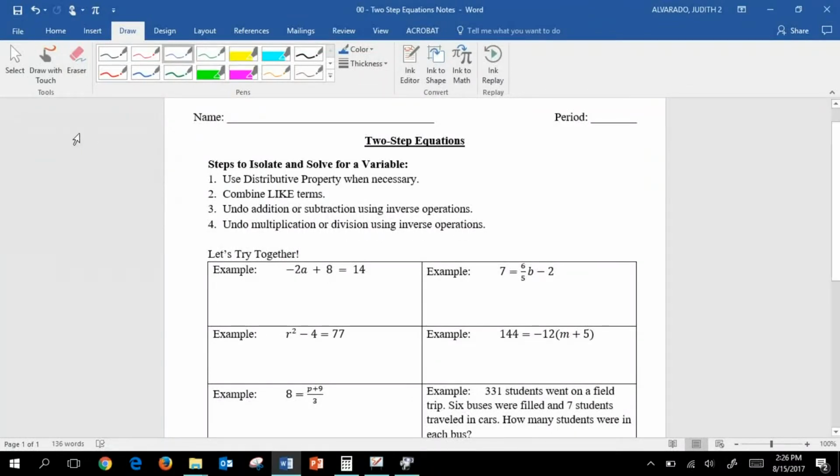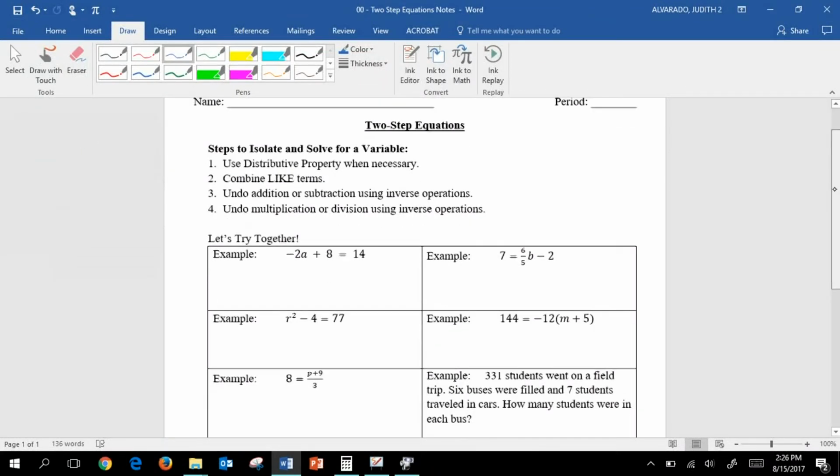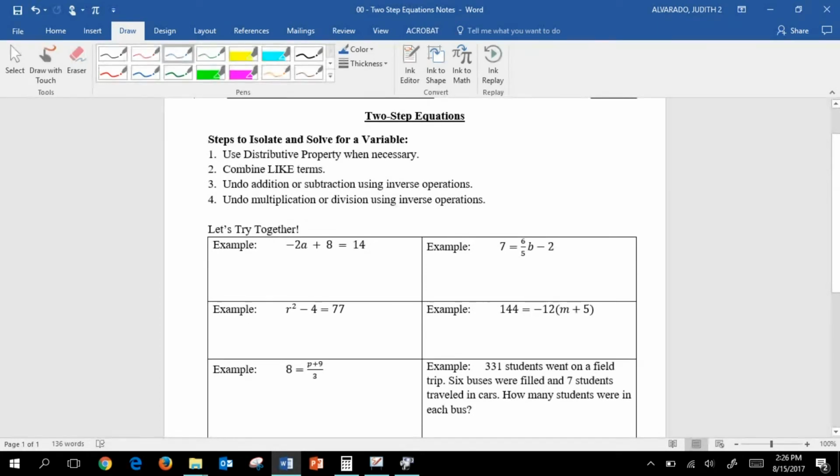Hi guys, today we're going to be working on two-step equations. To isolate and solve for a variable, there are some steps that we have to take.